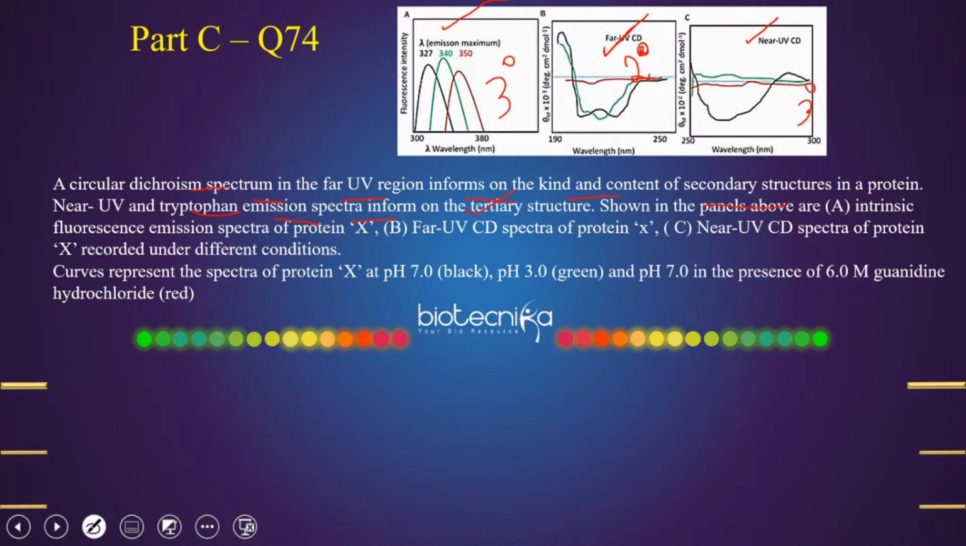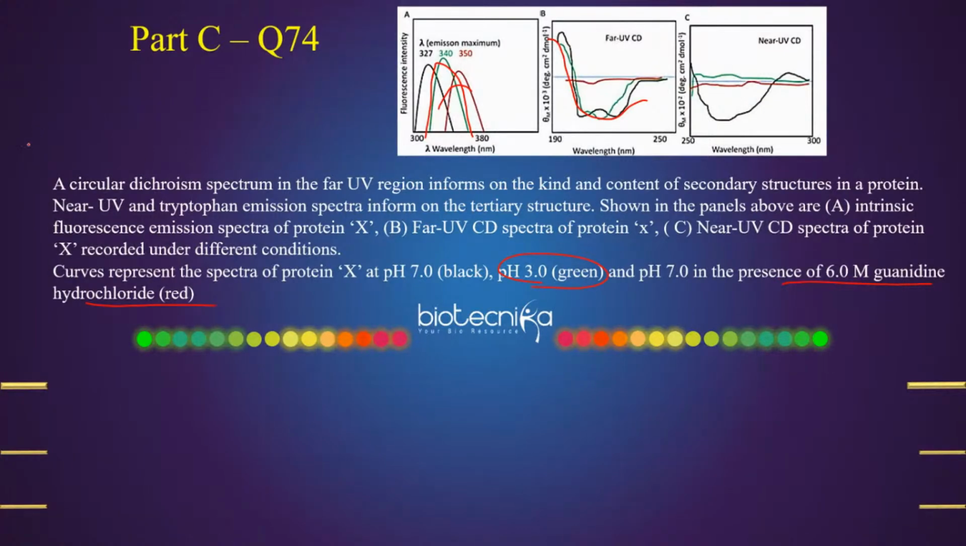So all you have to do is see the changes happening in these graphs. It's not such a difficult question. So where you can see the changes, what is happening in the native form, obviously, right? And the green graph, what you are seeing, you can expect it to be in pH 3. So some changes you can expect to see in the protein. And this red color graph is in the presence of guanidine hydrochloride.